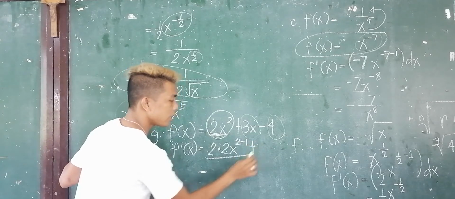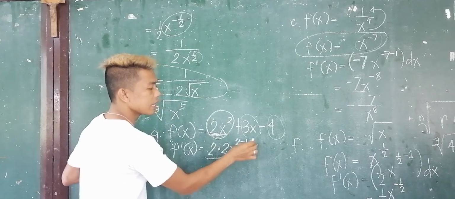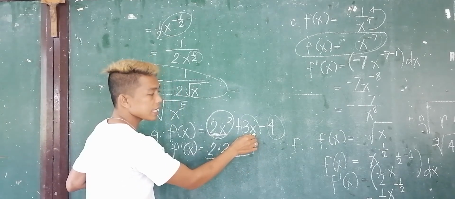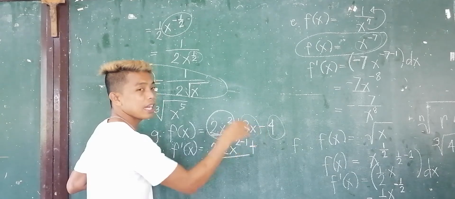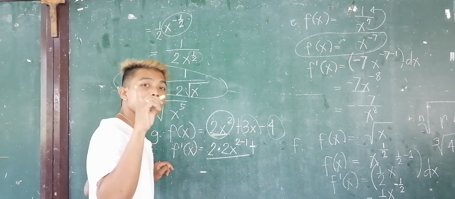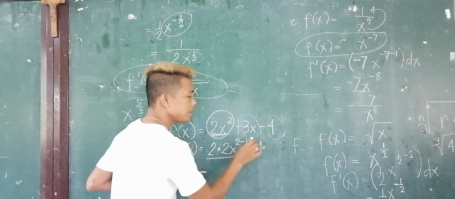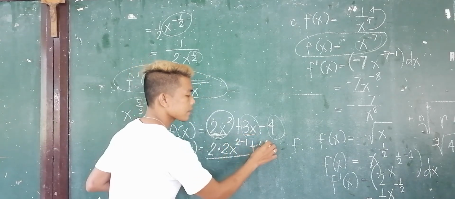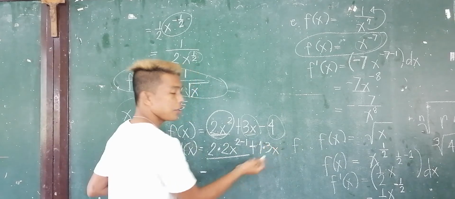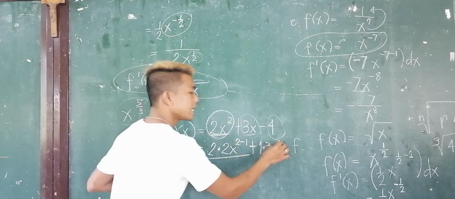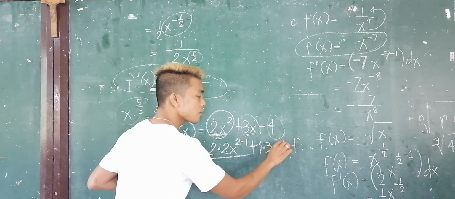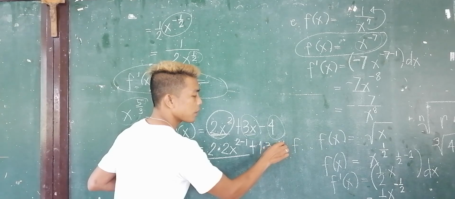Continue. Plus, eto naman na 3x. Si 3x, ano ba yung exponent niya? Hindi nakasulat. So, yan ay 1. Ilagay mo sa pinakaunahan. 1 times, kopyahin mo si 3x. Ano yung exponent niya ulit? 1. Minus 1. Ilalagay natin kasi mag-subtract tayo.